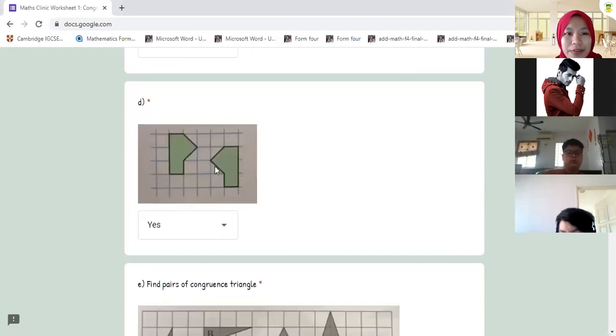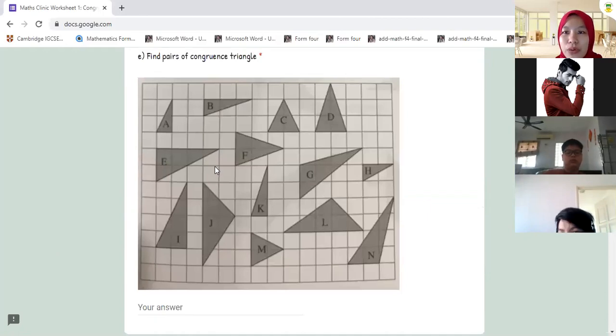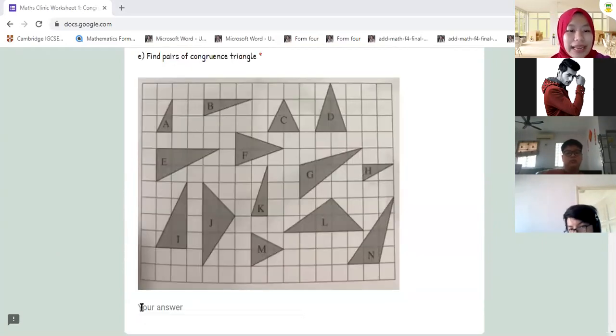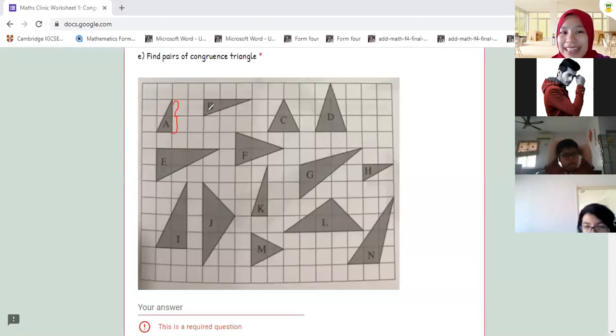Next, find pairs of congruent triangles. So the last question here, question E. What you are going to do is type pairs of shapes correctly, like A and what, B and what. So type your answer here. Look at A. We start from A. You have 2 units here. Find the triangle which has 2 units. So you find it is H.